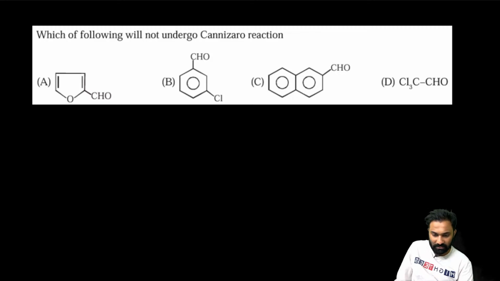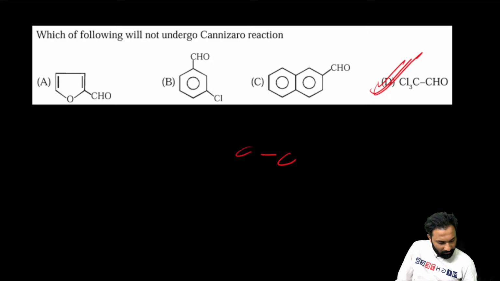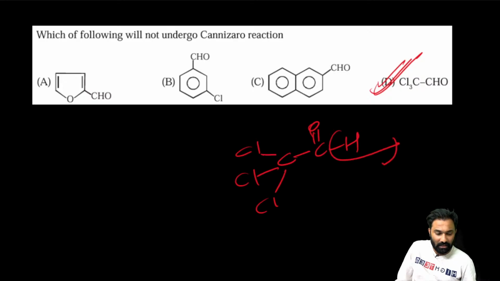The answer is D. Yes, D is a chloral, right? Without alpha hydrogen also, but chloral. Now the hydride should be the leaving group, but CCl3 is a good leaving group. Chloral will not give the Cannizzaro reaction.